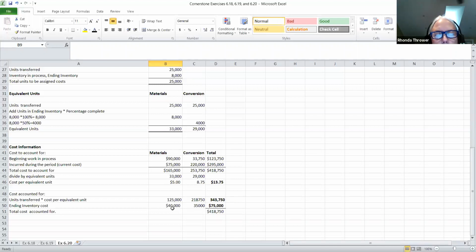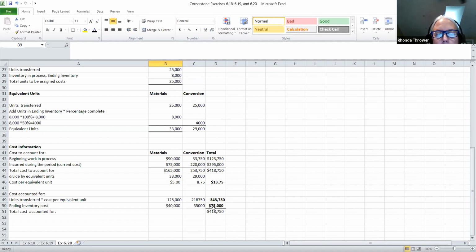Now, the ending inventory cost consists of your ending inventory units, which was 8,000, times $5. That gives you 40,000 for your materials ending inventory cost. Your ending inventory for conversion is 4,000 times 8.75, which is 35,000. The two of these added together is 75,000. That's your ending inventory cost.